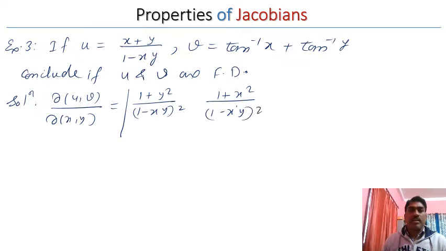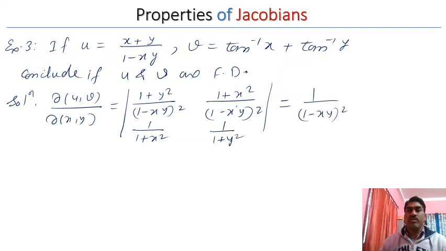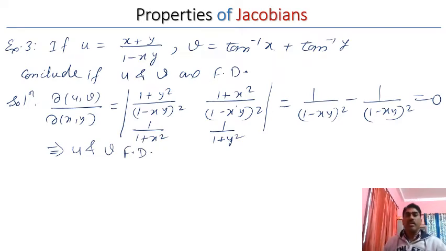So you can find del u by del x, del u by del y by the quotient rule, and del v by del x, del v by del y. This is very easy. You can see this is 1 by 1 plus x square and 1 by 1 plus y square. Now you can check, when you simplify the determinant, this will become 1 by 1 minus xy whole square minus 1 by 1 minus xy whole square, which is equal to 0. And because the Jacobian is 0, what does this imply? This means u and v are functionally dependent, meaning they certainly have some relation.